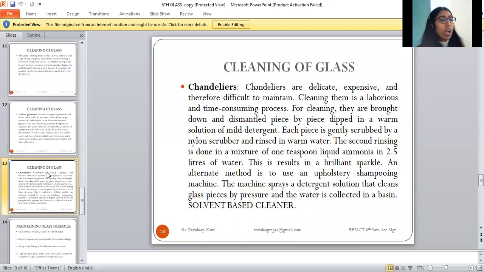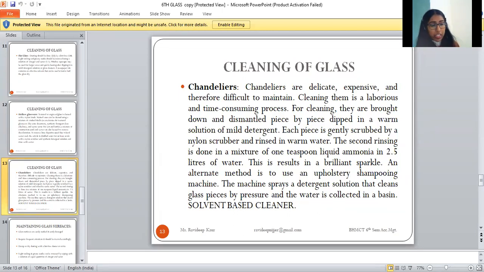Next, we have chandeliers. How do we clean chandeliers? As I have told you earlier, these chandeliers are made from cut glass. Chandeliers are delicate, expensive, and therefore difficult to maintain. You must have seen chandeliers at hotels. They vary from a very small size to a very huge size. Taking care of these is difficult because they are delicate and, most of all, expensive. Cleaning them is a laborious and time-consuming process.